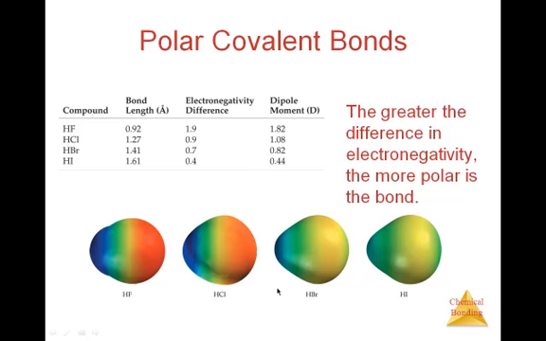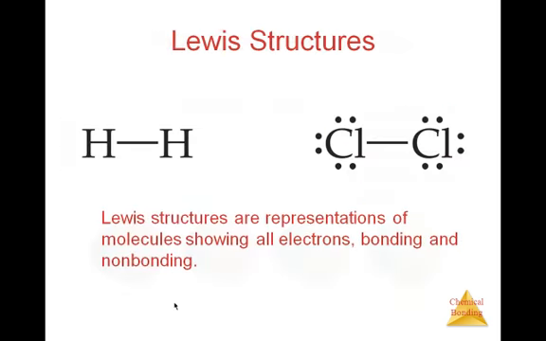Polar covalent bonds. The greater the difference in electronegativity, the more polar the bond is. We use a scale for measuring electronegativity, and you can measure the electronegativity difference by subtracting the electronegativity of one atom from the other. So if you take chlorine minus the electronegativity of hydrogen, you can see the electronegativity difference. The greater the difference, the more polar the bond is.